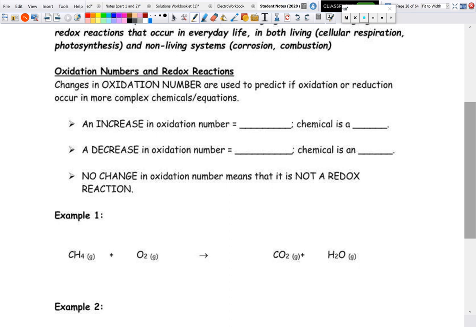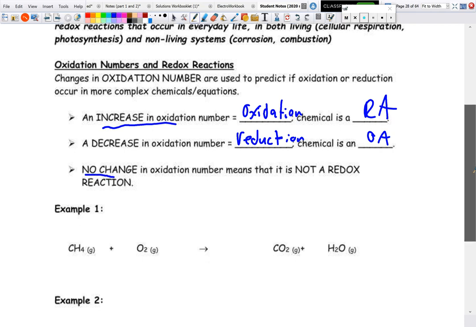Now, because we're going to imagine that these oxidation numbers are very similar to charge, we're going to treat them the same way, and that means if we have an increase in oxidation number, it's the same thing as an increase in charge, like going from a 0 to a positive 6. Right? This just means it's an oxidation. And the chemical species is going to be a reducing agent. And same thing, a decrease in oxidation number is the same thing as saying it's a decrease in charge, which is going to be a reduction, which means we're dealing with our oxidizing agent. Then, of course, if there's no change in oxidation number, it's not a redox reaction.